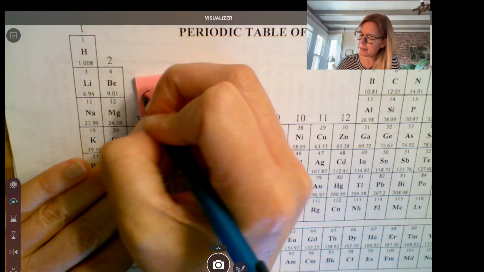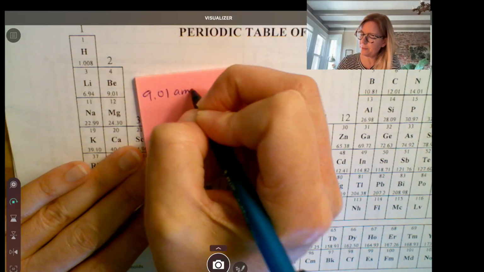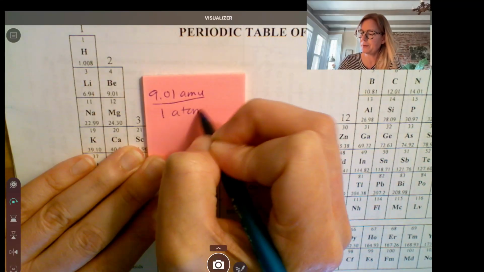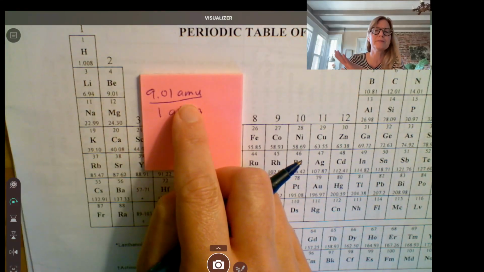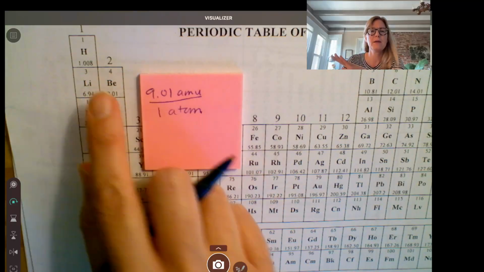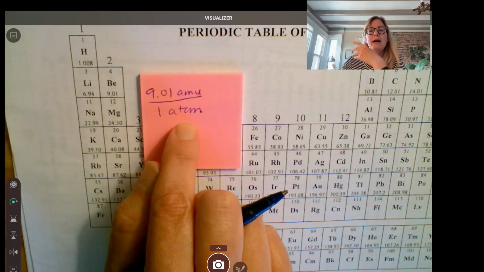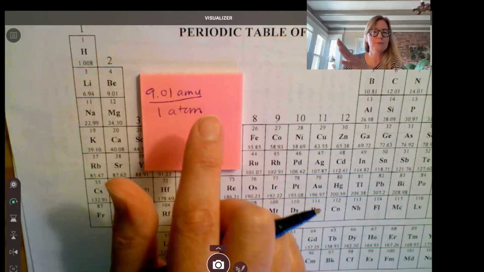So beryllium, it's 9.01 AMU. AMU is atomic mass unit per one atom. An AMU is a really, really small amount of mass. So the atomic mass tells you the number of AMU in an atom. Unfortunately, this is not useful in the lab.